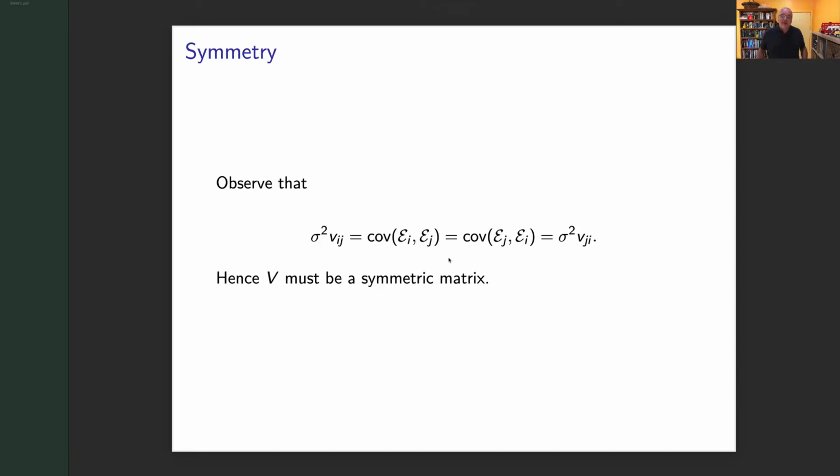Okay. Well, what do we mean by symmetry? What we mean is that if I take sigma squared V_ij, so I go to my matrix V, go to the ith row and the jth column and get that entry and multiply it by sigma squared, that's going to be the covariance of epsilon i and epsilon j. We know because of the symmetry of covariance that this has to be equal to the covariance of epsilon j, epsilon i. So that means that the entry V_ji times sigma squared must be the same. So we have to have it symmetric. We can't somehow have the covariance suddenly change, because covariance is a symmetric operator.